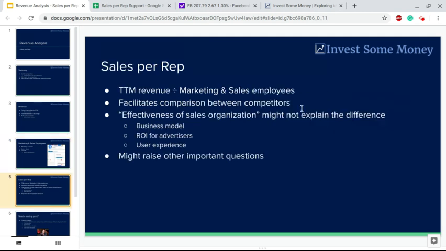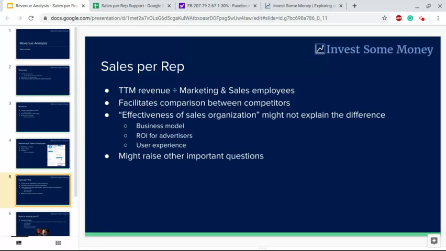Sales per rep, of course, that calculation is trailing 12 months revenue, or whatever revenue number you want to use, divided by marketing and sales employees. And again, it doesn't do much for you besides give you a comparison between the quality maybe of the sales organizations for the company you're looking at and its competitors. So there are other things to keep in mind, as I alluded to earlier.